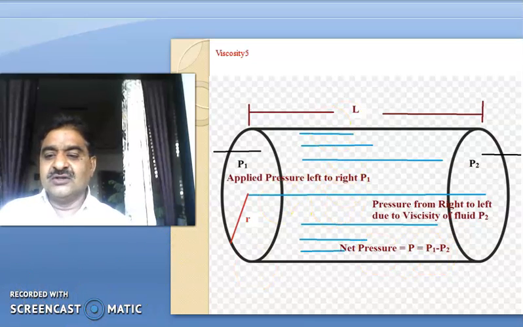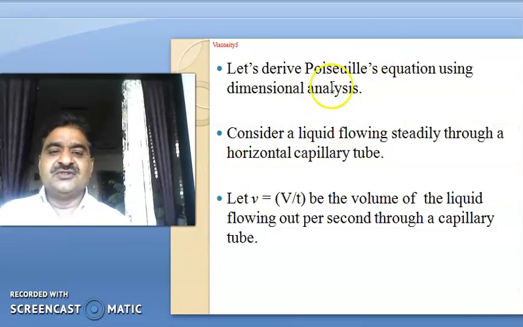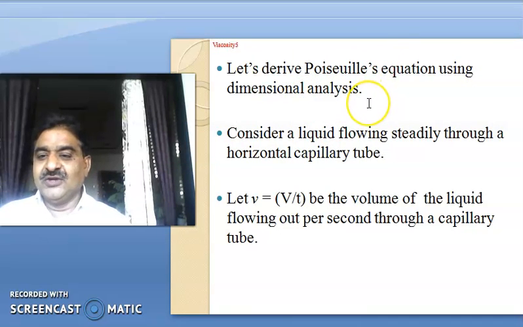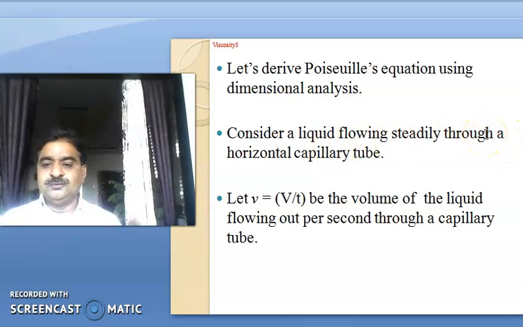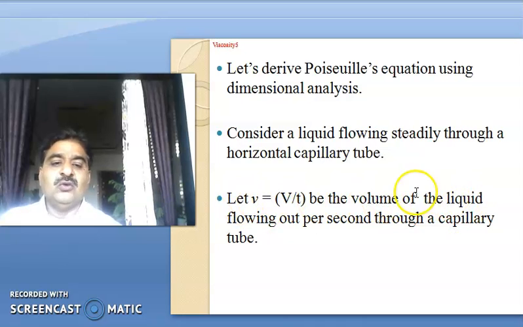Now let us turn towards this slide. Let's derive Poiseuille's equation using dimensional analysis. We have to utilize the dimensional method. Consider a fluid flowing steadily through a horizontal capillary tube from left to right. Let V be the volume per time, volume of the liquid flowing per second through a capillary tube. V is equal to V by t. This you have to consider.